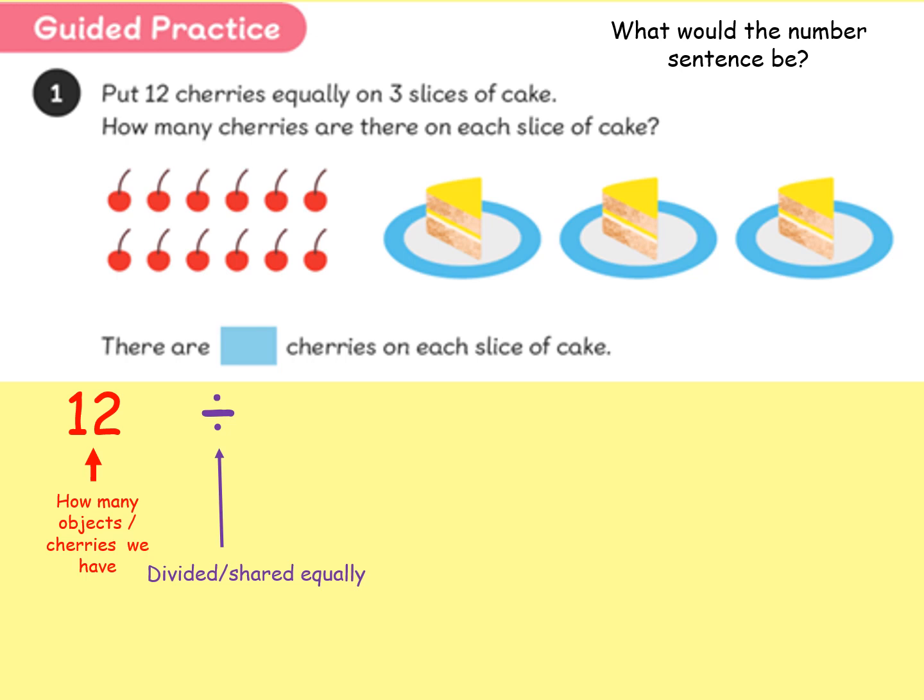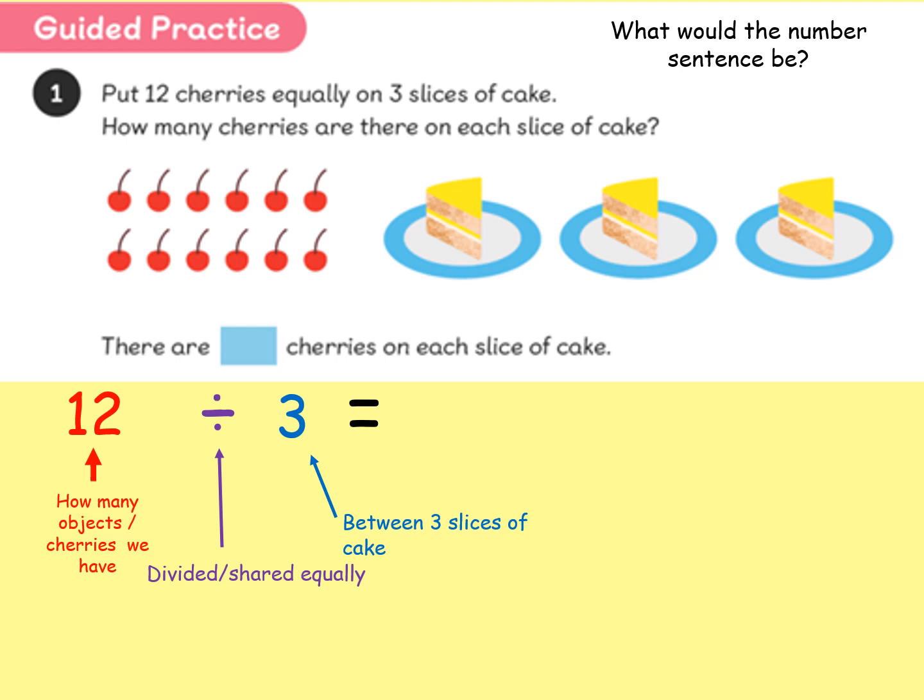And what are we sharing those cherries between? The 3 pieces of cake. So it's 12 divided by 3 equals. Now, I'm going to show you how you can draw your own picture. Because when we did it before, you were using real things. You could use real things again.